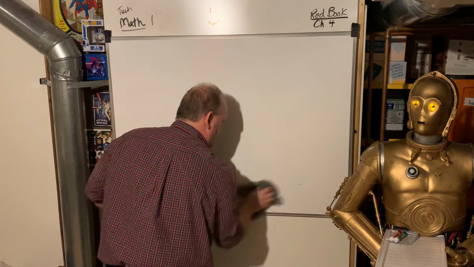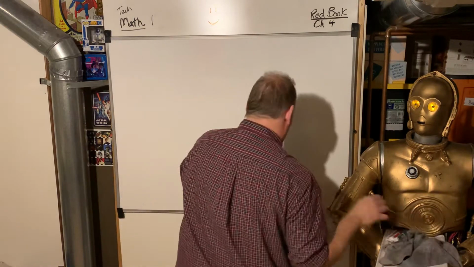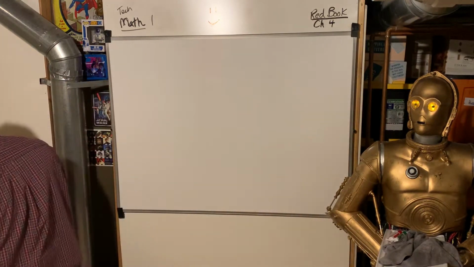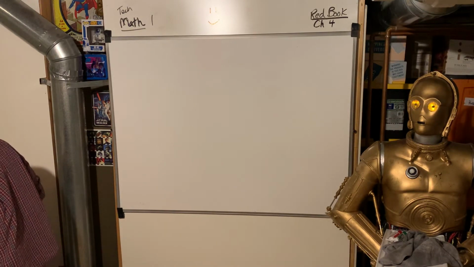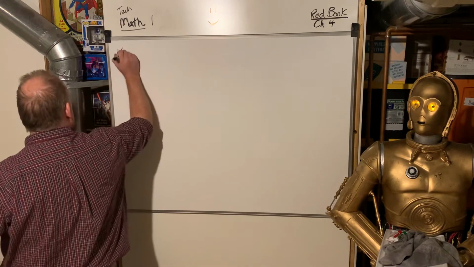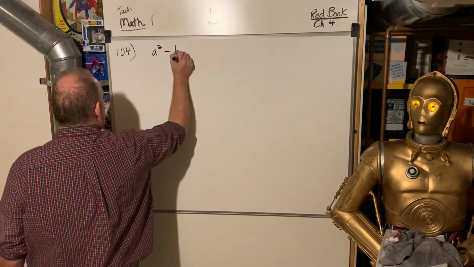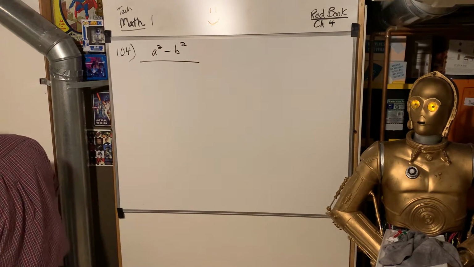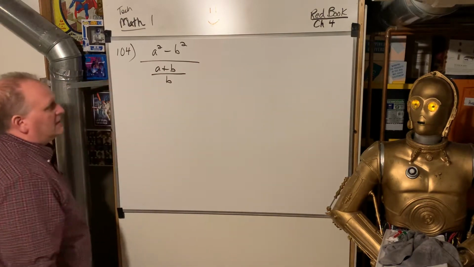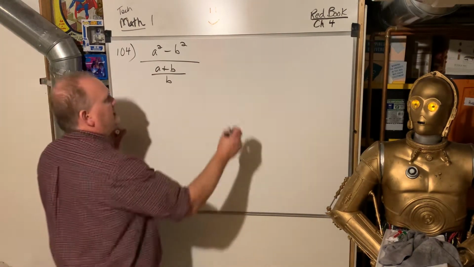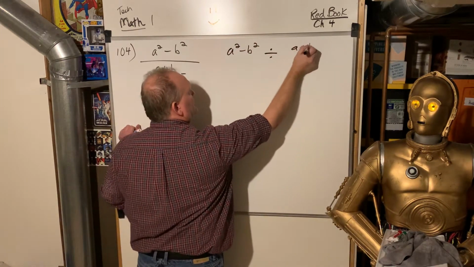All right, so 4.11 is going to be this. We got in the red book, let's go to page 198. That's 104. And they have a squared minus b squared over a plus b over b. So look, this is really just this. A squared minus b squared divided by a plus b over b.